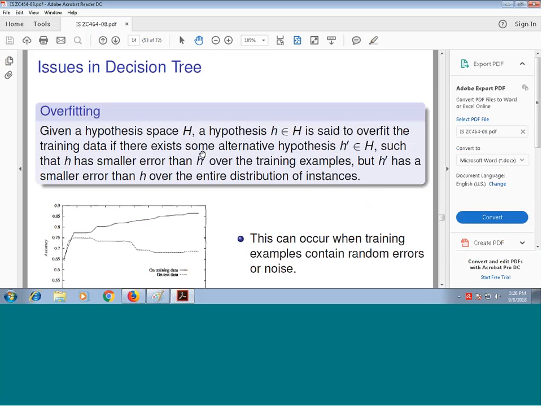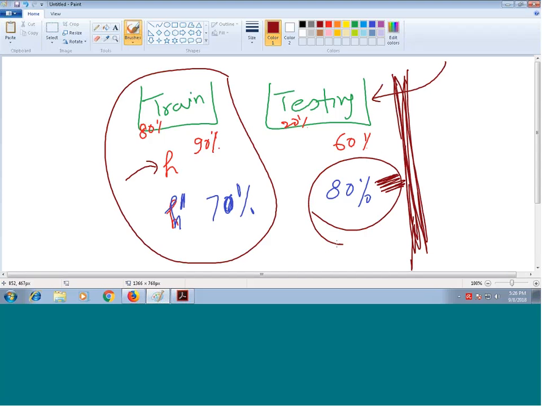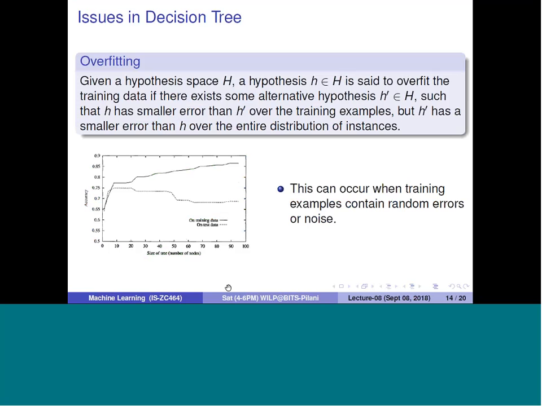In this scenario we say that this hypothesis is actually overfitting. This hypothesis is overfitting because we have another hypothesis that is better on the testing data, however it is not good on the training data. Okay, so can you see this graph?